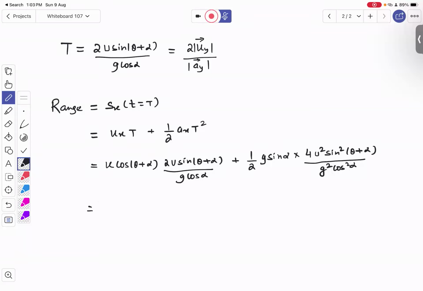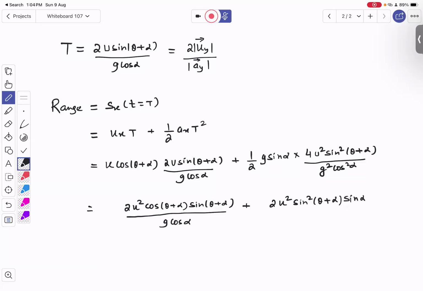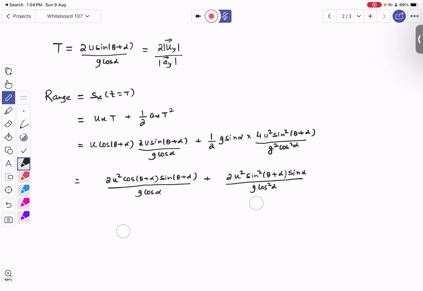Upon simplification, it is going to become 2u square cos theta plus alpha into sine theta plus alpha by g cos alpha, plus 2u square sine square theta plus alpha into sine alpha by g cos square alpha. So we will take something as common just for simplification.